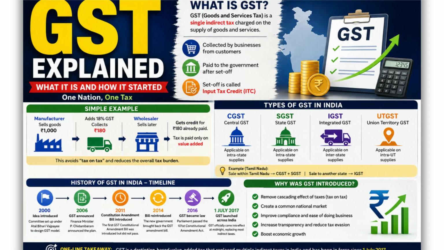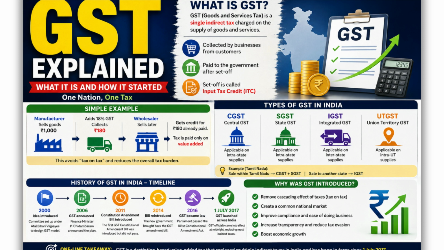GST stands for Goods and Services Tax. It is a single indirect tax charged on the supply of goods and services across India. Before GST, India had multiple indirect taxes like VAT, service tax, excise duty, entry tax, and many more. GST replaced most of these taxes with one unified system. That's why GST is popularly known as One Nation, One Tax.